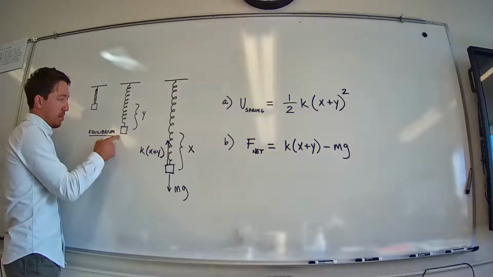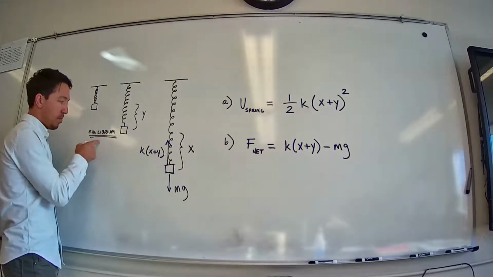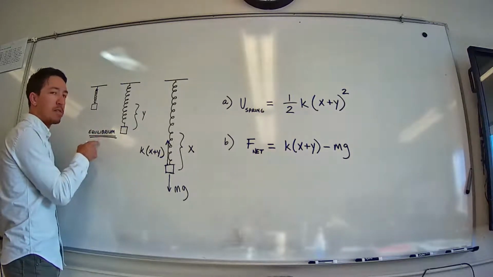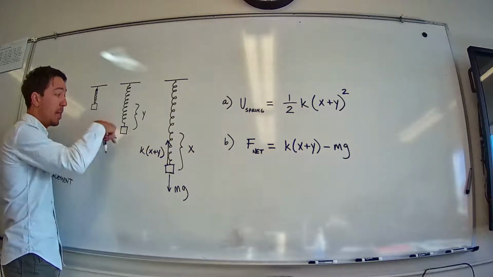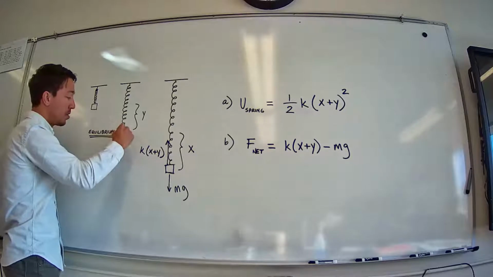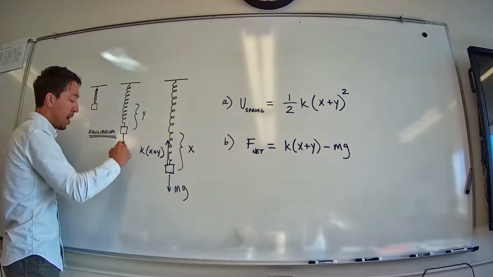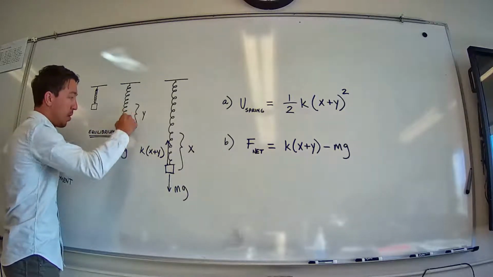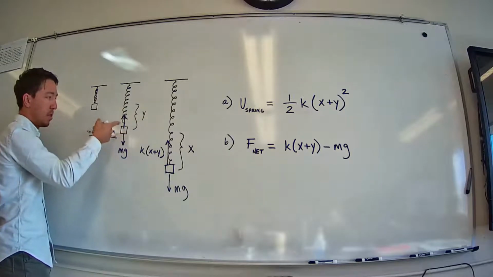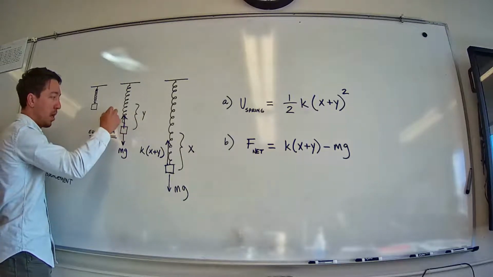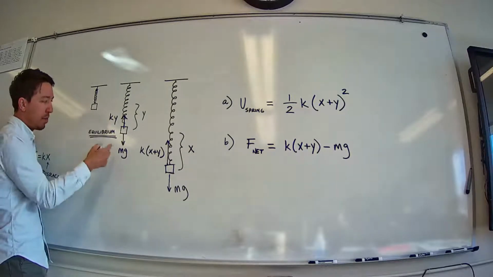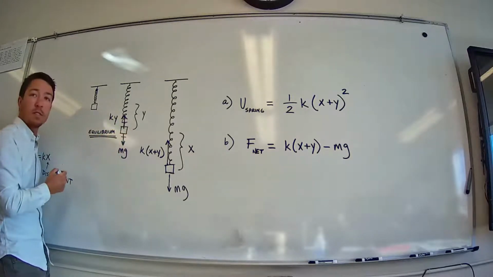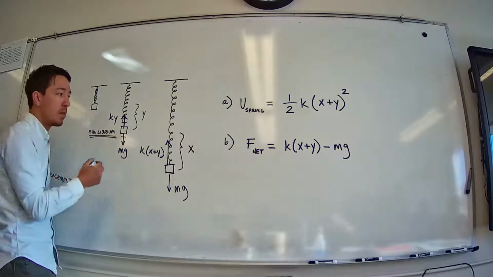Because look back to this moment when it was in equilibrium. What would the force diagram look like when it's in equilibrium? It'd be balanced. So in this state, I'd have mg, and what would be balancing it out? k times y. So therefore, ky and mg are the same size. You feel okay about that?